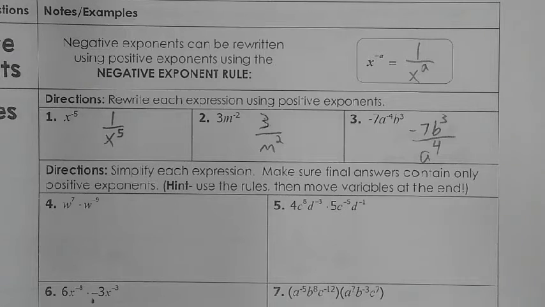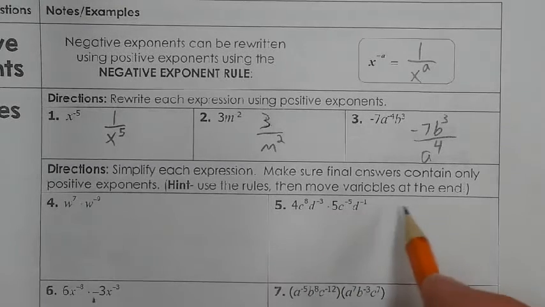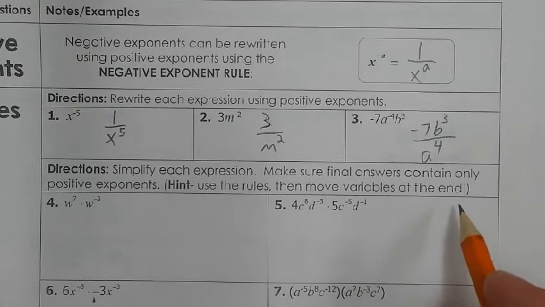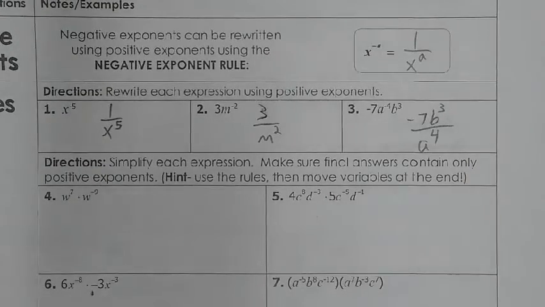Alright, so the directions say simplify each expression. Make sure final answers contain only positive exponents. So the hint is pretty important. Use the rules and then move the variables at the end. So don't move them to top and bottom until the very end.